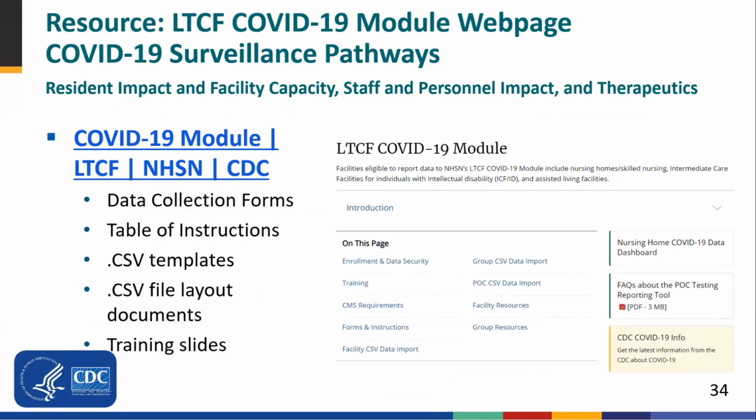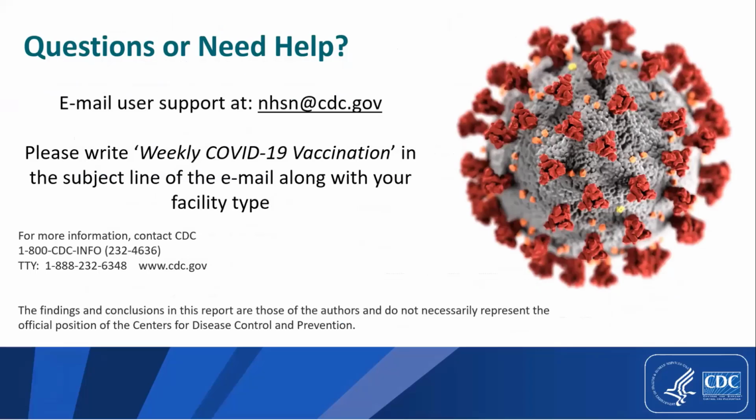So here is also our COVID-19 module webpage. So again, this is for the COVID-19 surveillance pathways, which is going to include the RIFC pathway, staff and personnel impact, and also therapeutics. So the link here is for the long-term care COVID-19 module webpage, and you can find data collection forms, table of instructions, CSV templates, CSV file layout documents, also some training slides. Those can all be found on this webpage for the COVID-19 surveillance pathways.